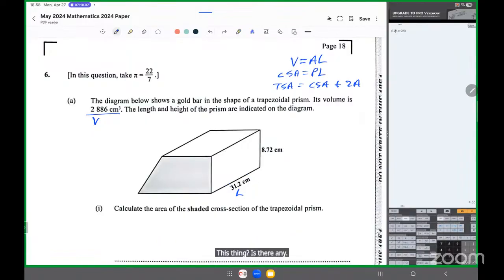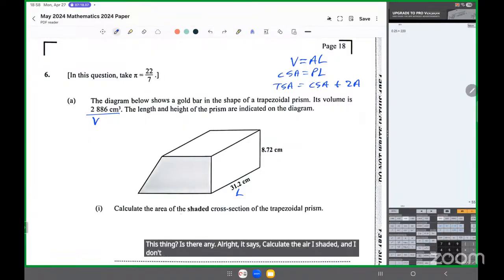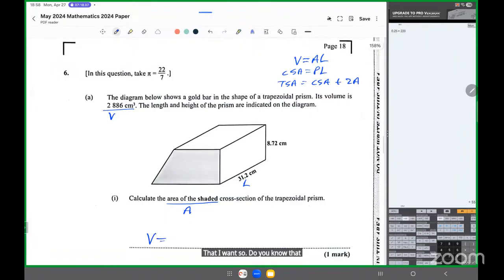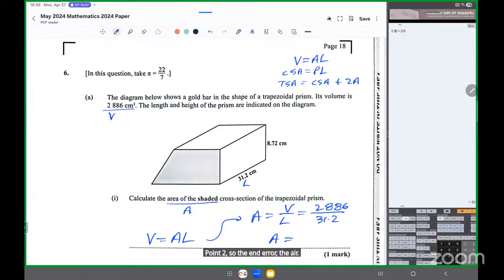It says calculate the area shaded, the end area. This is the A in the formula that I want. Volume equals end area times length. Therefore, end area equals volume over length. The volume is 2886 and the length is 31.2. So the end area, the area of the shaded region, is this calculation. Simple as that. That's why it's one mark, because it's very easy.